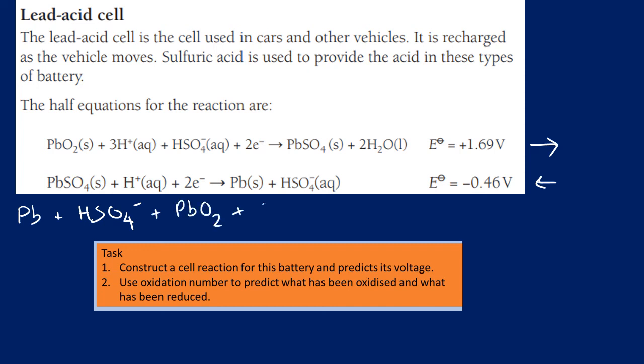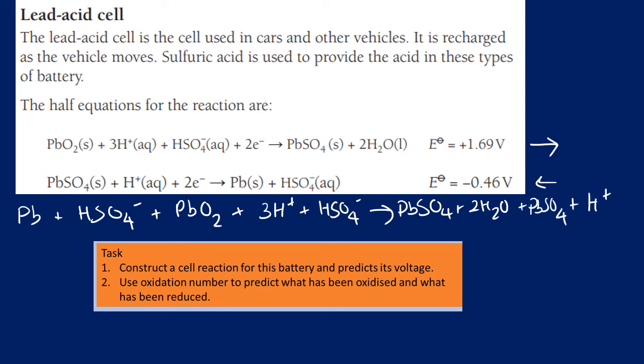I'm just copying it down, that's all I'm doing, but showing the oxidation and the reduction. That's going to go to PbSO4 plus 2H2O plus PbSO4 plus H plus. Now look out for things to cancel. Usually there's some waters or some H pluses or OH minuses that can cancel. And there we go, I can get rid of this H plus and this 3 can become a 2H plus.